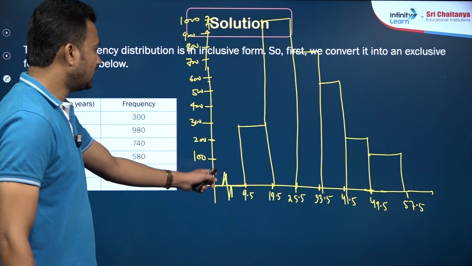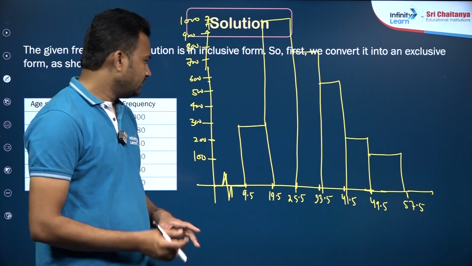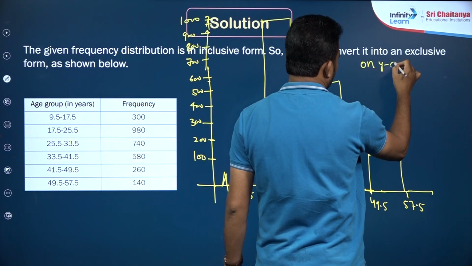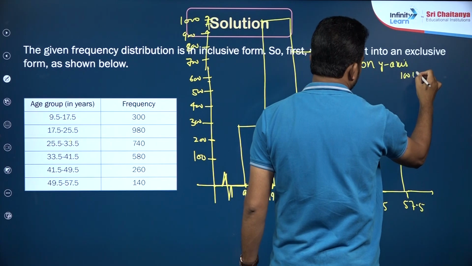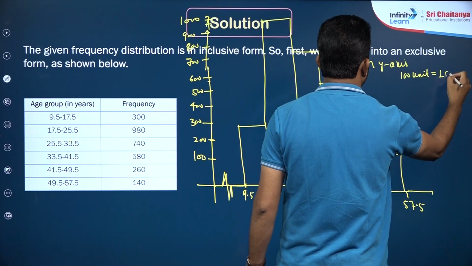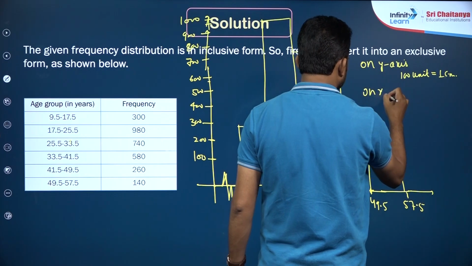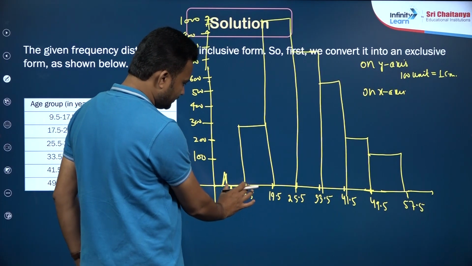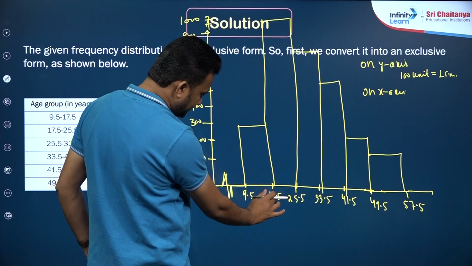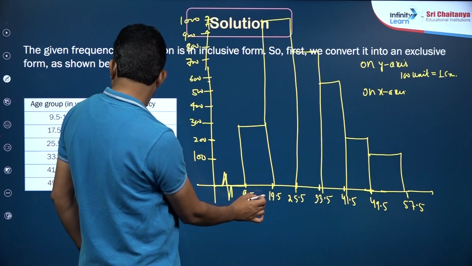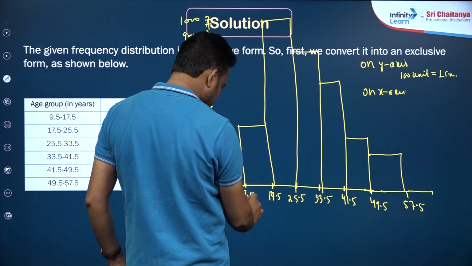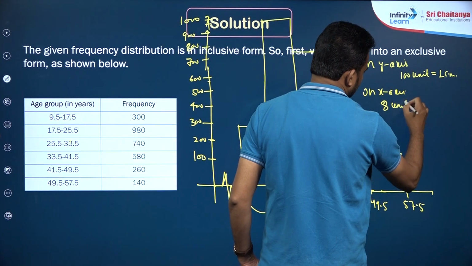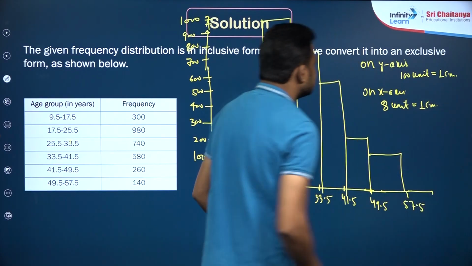Between 0 and 9.5, because there is no data between 0 and 9.5. What is the scaling on the y-axis? On the y-axis, 100 units is equal to 1 centimeter. On the x-axis, what is the gap guys? This is 9.5 and 17.5. So the gap is 8, right? So 8 units is equal to 1 centimeter, right?